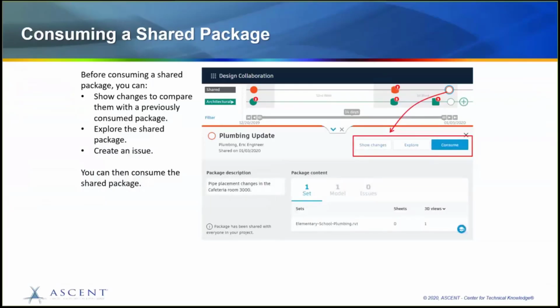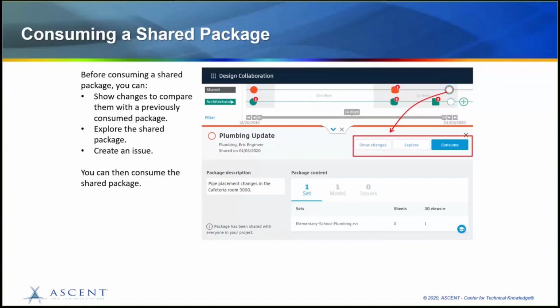Now let's talk about consuming a shared package and why this is an important step. Before consuming a package, you have the ability to review and to have it show changes. Showing changes will compare the last consumed package that your team consumed with the model you are currently reviewing. Consuming a shared package gives your team control on when you want to accept new design information, to make an informed decision on, will this update affect my model in any way?